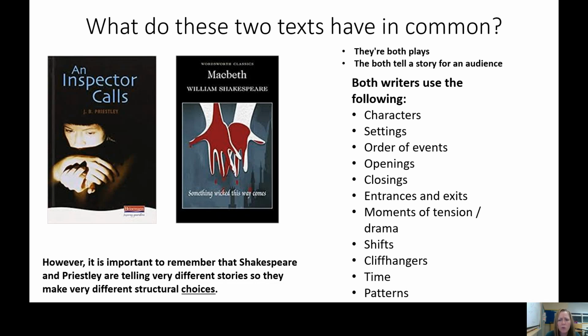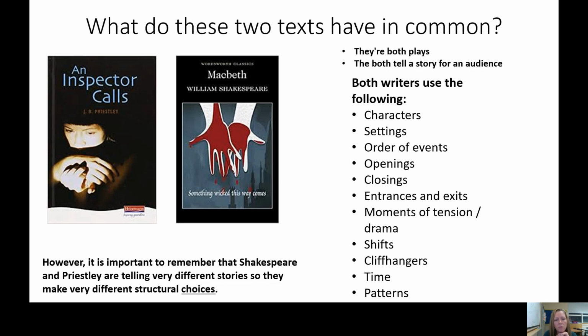Where do they shift from a moment of tension to a quieter moment or a dramatic moment, those shifts? Where do they place cliffhangers? How do they use time? And what kinds of patterns might there be in their play? Are there repetitions? Are there cycles? Do things start and end pretty abruptly, or do things come around again and revisit things that happened earlier on?